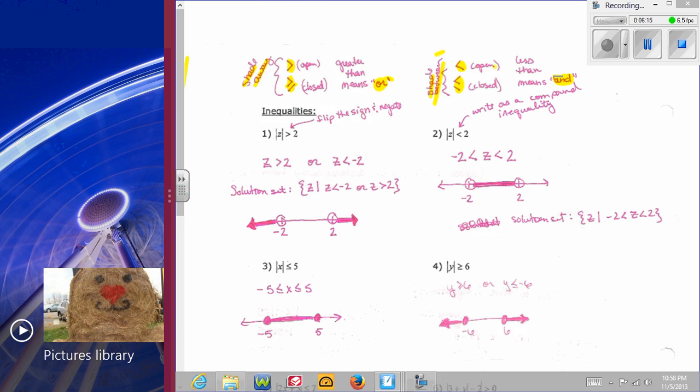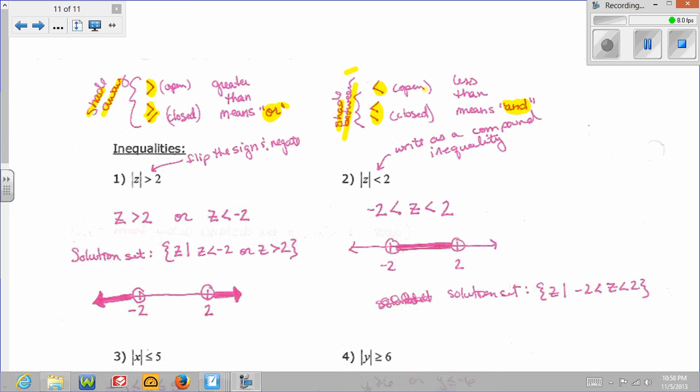And we're going to play this game again tonight. Alright, so I'm going to start off easy with the inequalities.